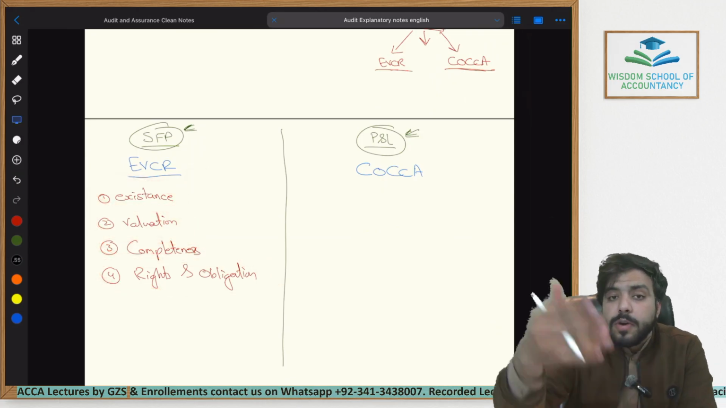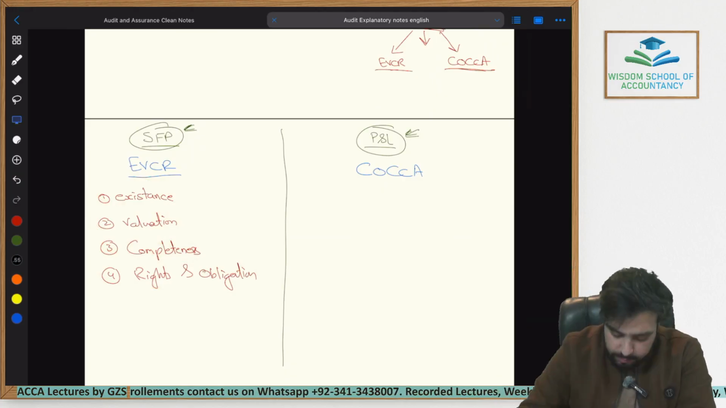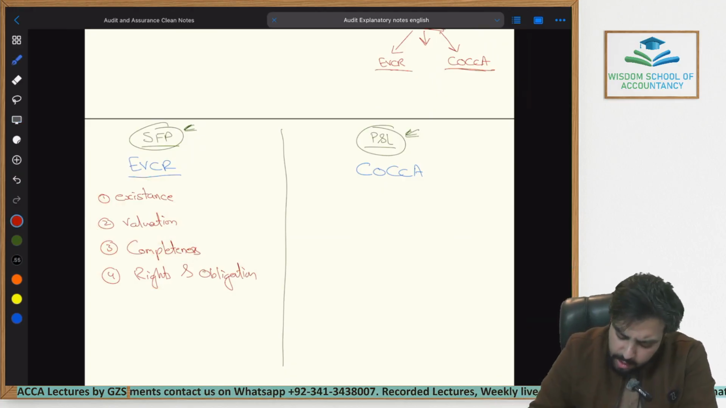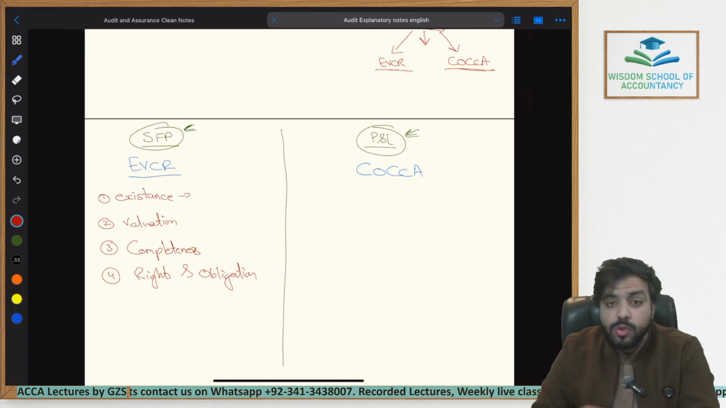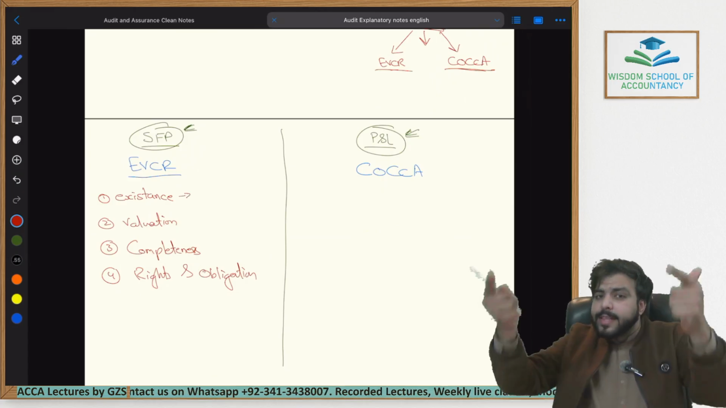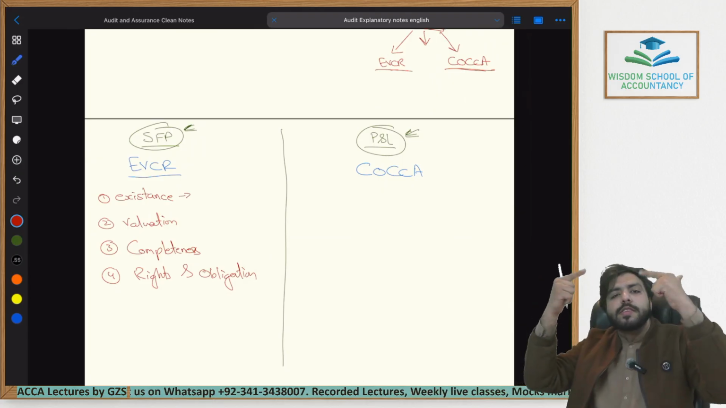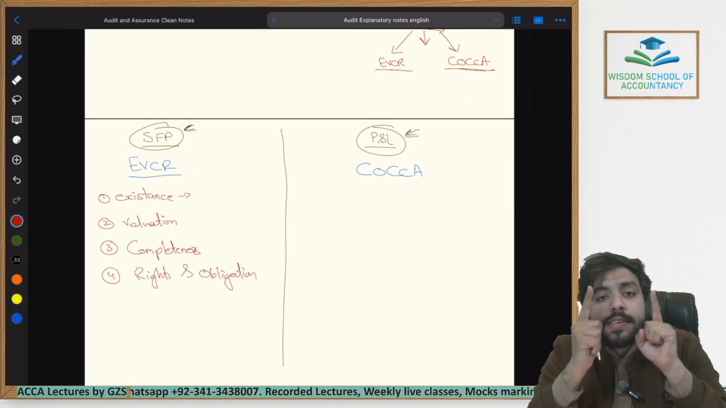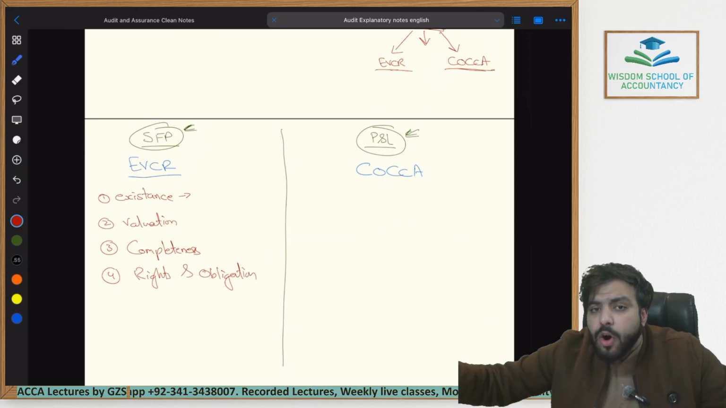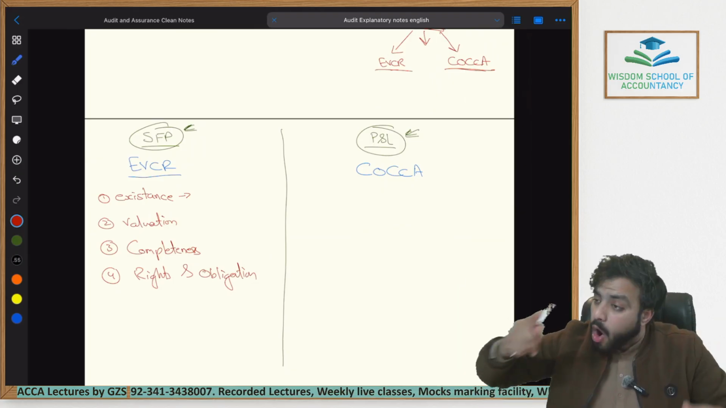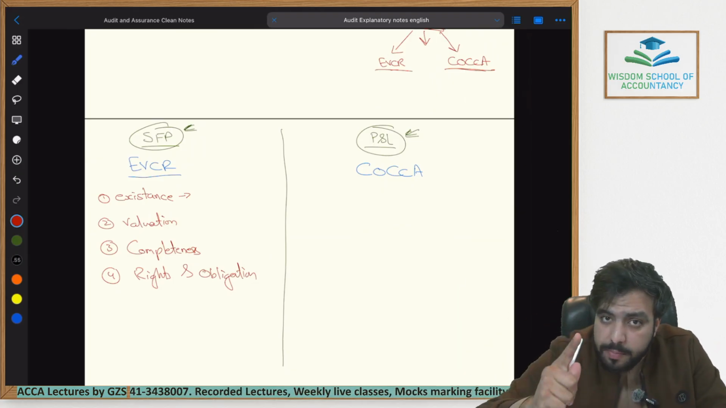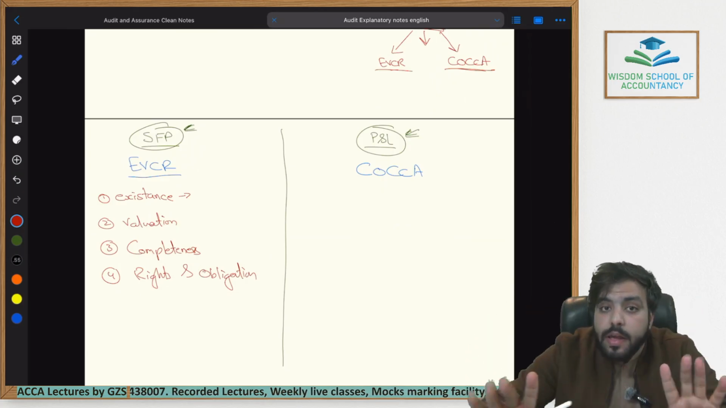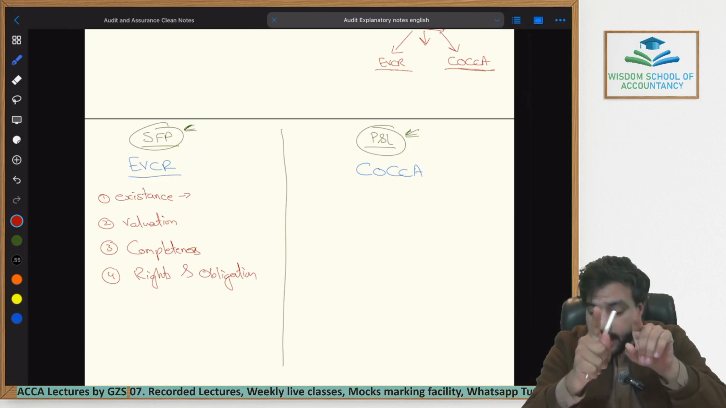Now let's talk about each one of them. What is meant by each one of them? Whenever a management tells the auditor that there is no existence issue, this means that all the things that we have recorded within the statement of financial position actually exist. We haven't recorded anything that does not exist. All the things that have been recorded by us do exist. We have not recorded something extra.